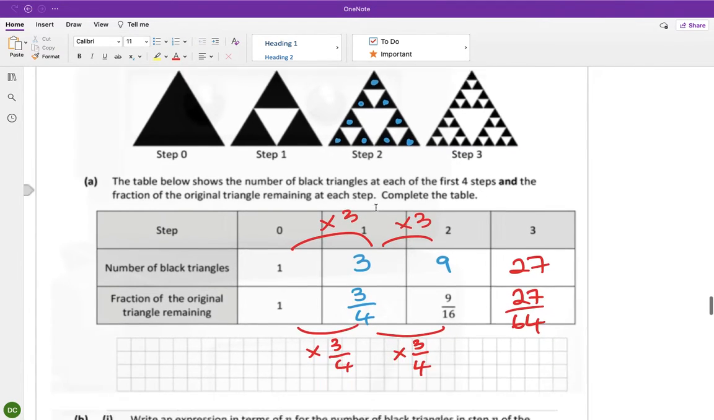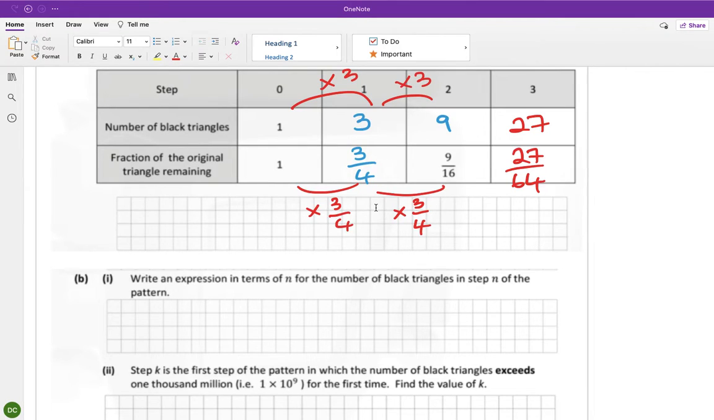Yeah? Okay. Write an expression in terms of n for the number of black triangles. So, an expression in n for the number of black triangles. So is it just 3n? It's just multiplied by 3. So when n is 0, oh it's not, is it 3 to the n?